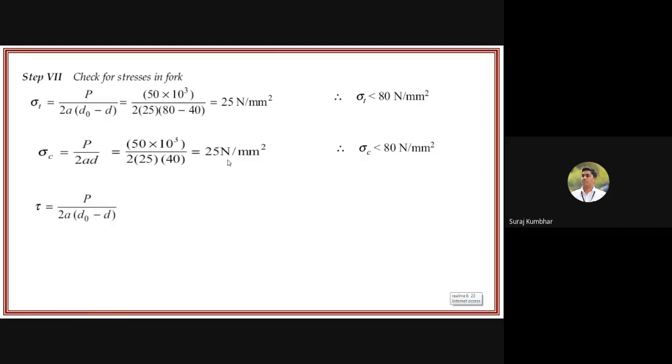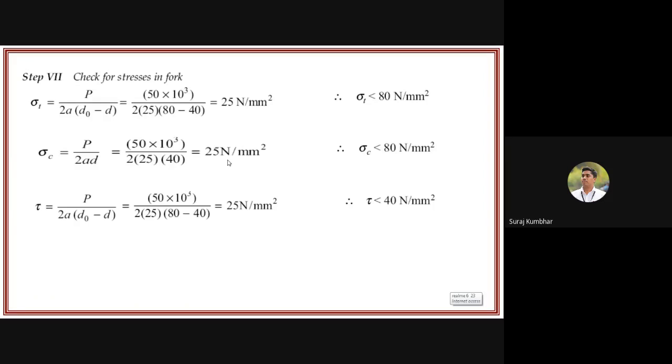Now, final is the shear stress. The formula is P upon 2 times A into D0 minus D. I will do the calculation and put the values: 2 times 25 into 80 minus 40, and the P value is already known. So again, it is 25 Newton per mm square. So the shear stress value is again less than 40 Newton per mm square.